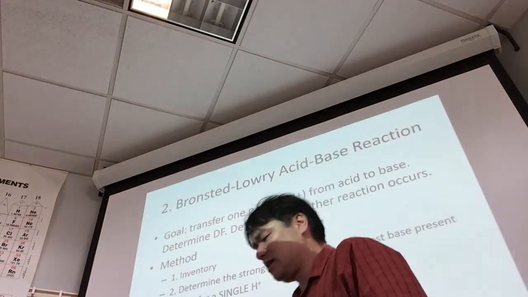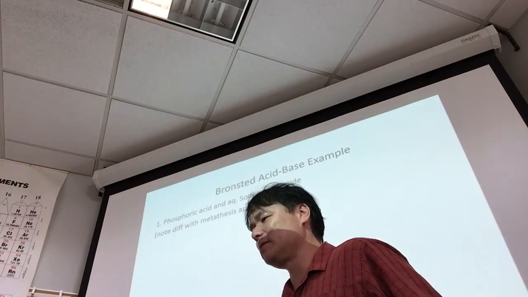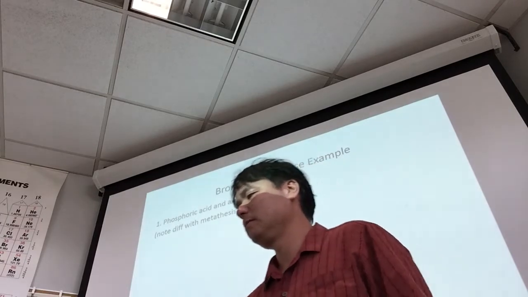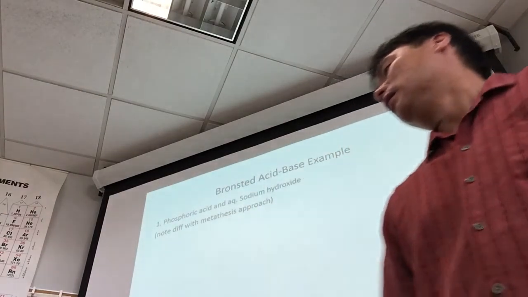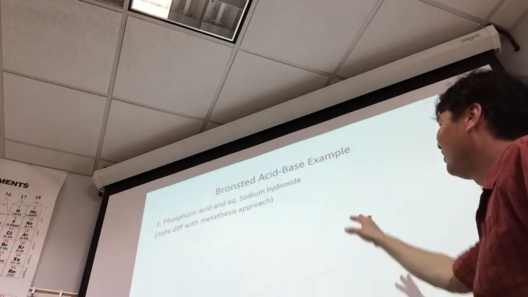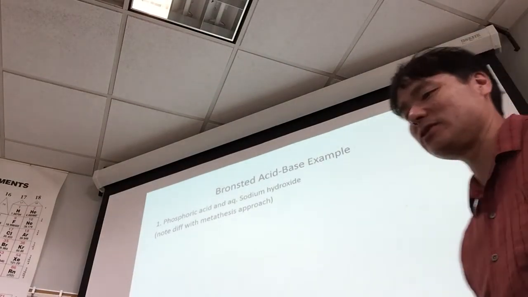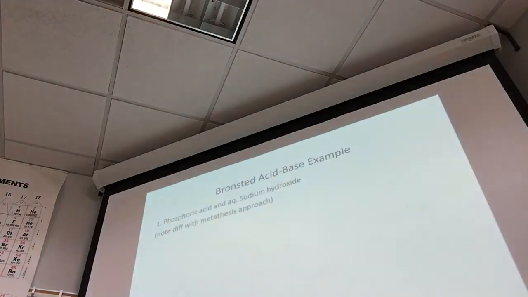So let's go back to this and let's just do some examples. It's not that difficult to do. All right. Phosphoric acid and aqueous sodium hydroxide. I'm going to do this using the full Bronsted approach. Phosphoric acid plus sodium hydroxide. And the first step is inventory.